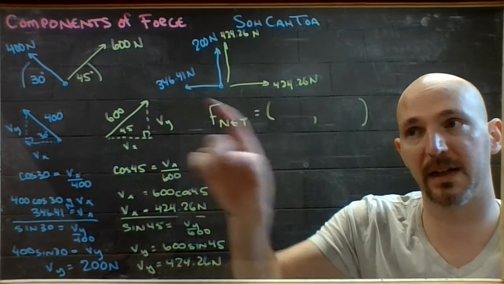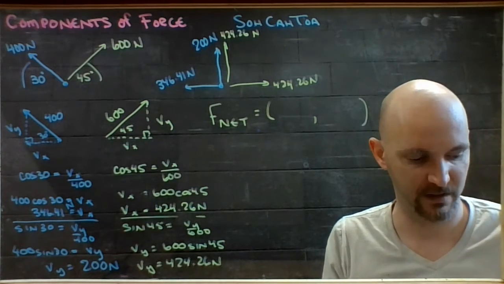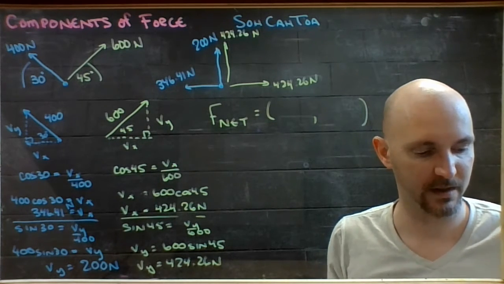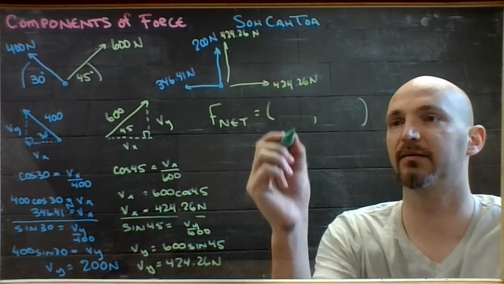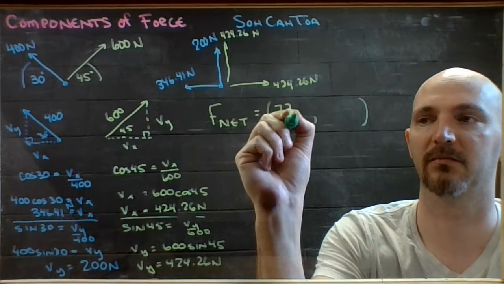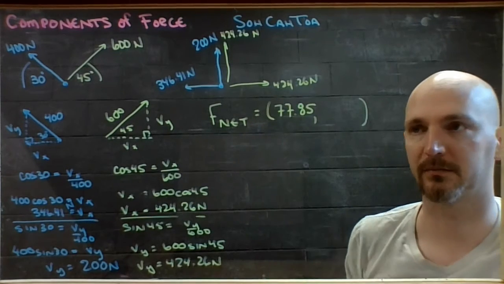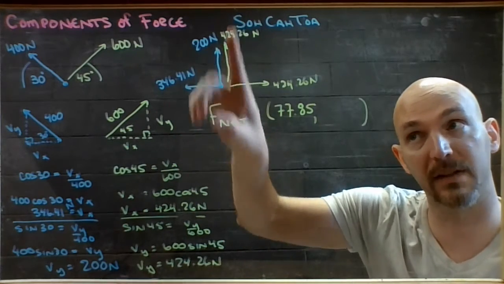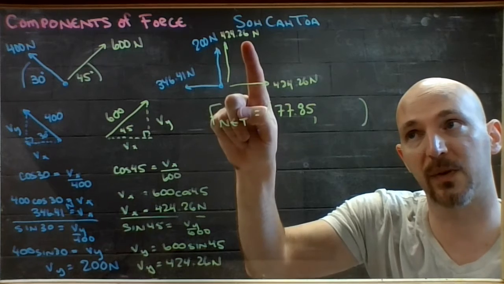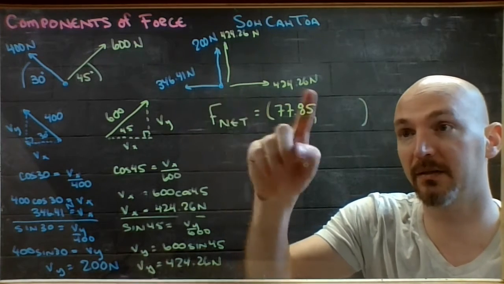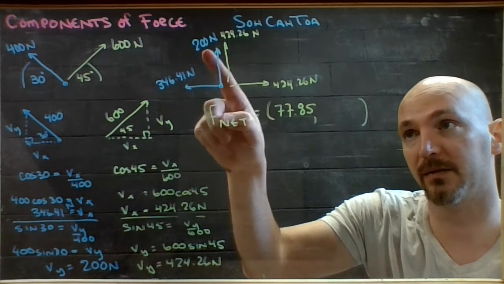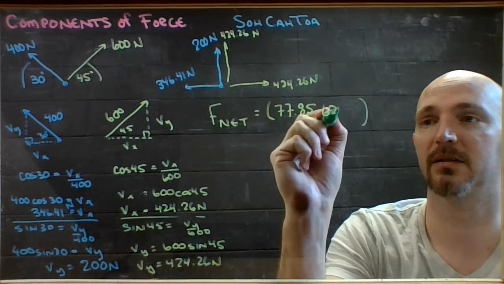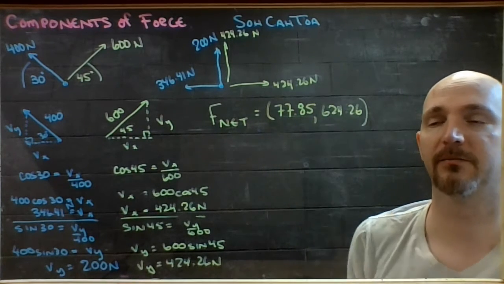So this minus this, 424.26 subtract 346.41, gives me 77.85 in the horizontal direction. Okay. Now, in the vertical direction, they aren't fighting each other, they're helping, right? They're both pulling upwards. So this force plus this one, plus because they're helping, subtract because they're not. 424 plus 200 will be 624.26. Okay.